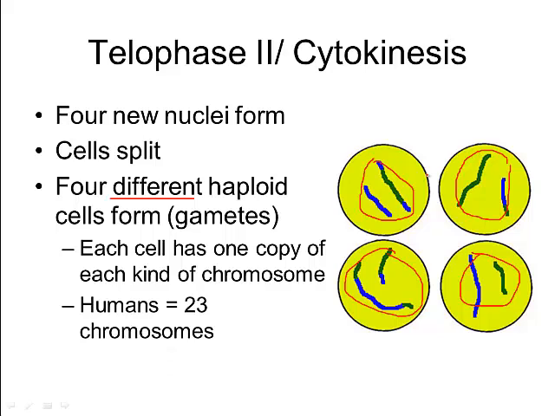Okay. So in humans, at the end of this process, each of these new gametes that we have will have 23 chromosomes in them. And that is our haploid number, and that's what we want to pass on to our offspring.